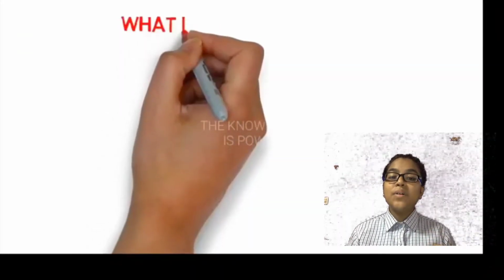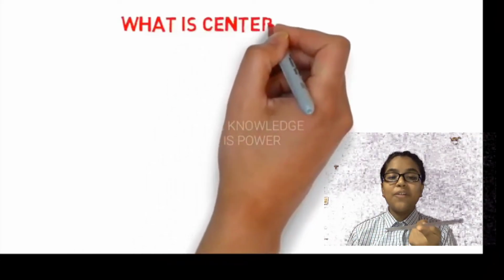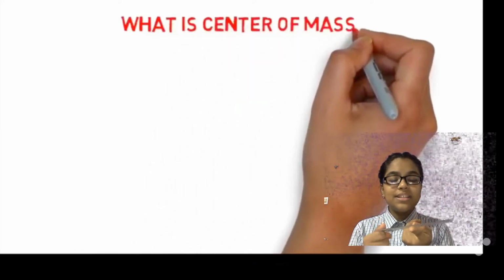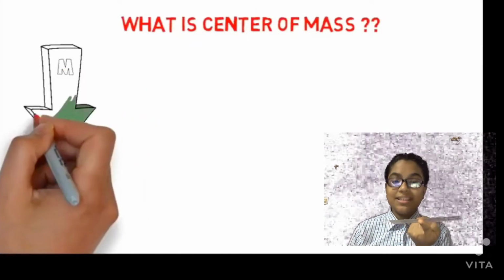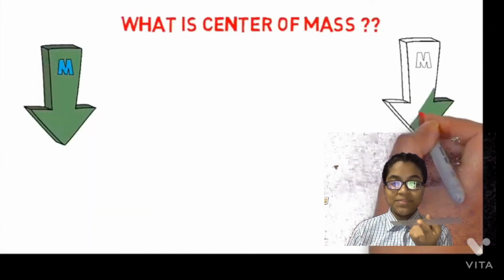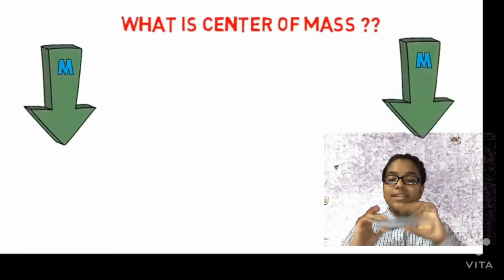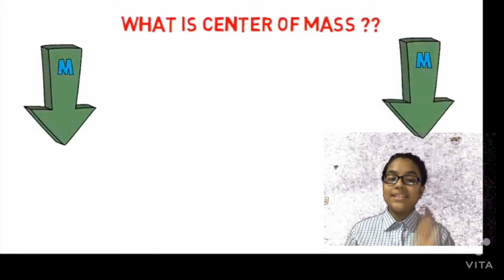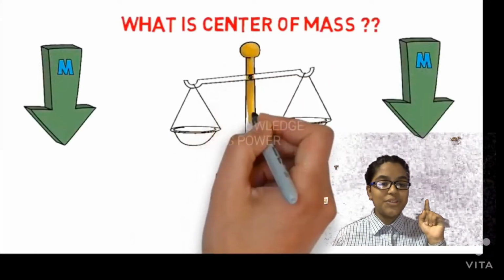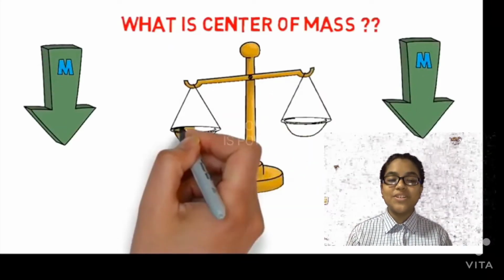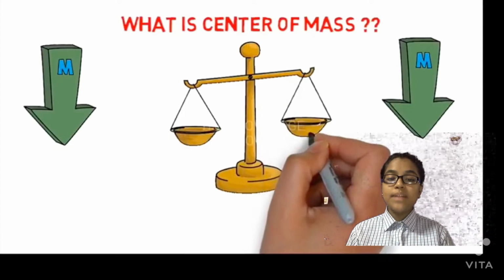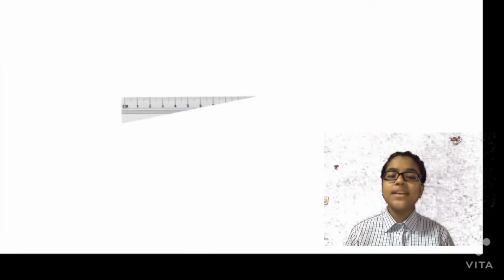What is the center of mass? Every object has a center of mass. It is the exact center of all the materials an object is made of. An object's center of mass is the point at which we can balance it. Thus, sometimes the center of mass is directly in the center of an object. For example, you can easily find the center of mass of a ruler.